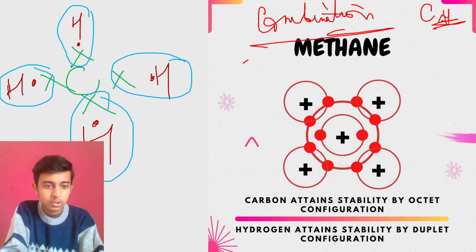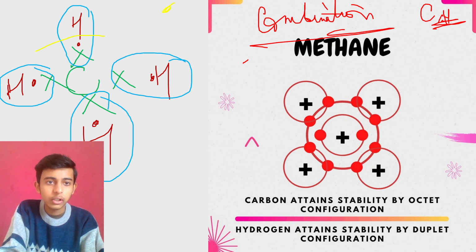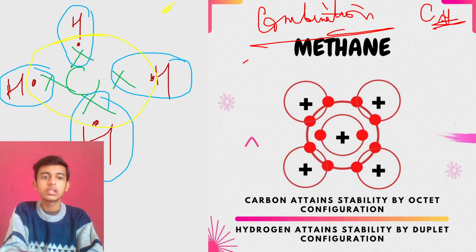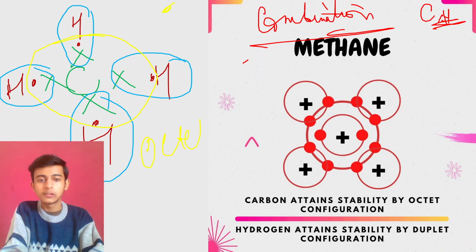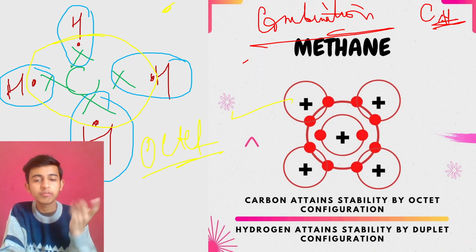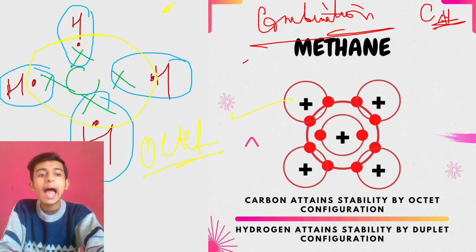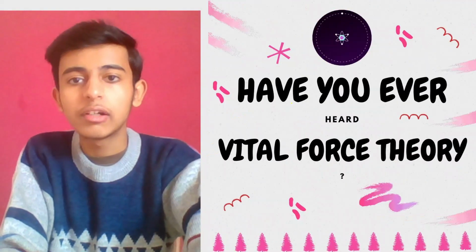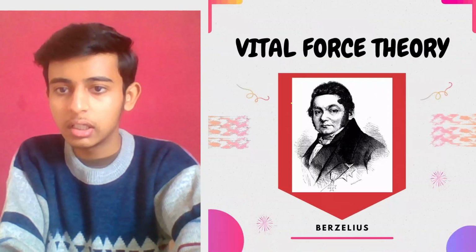And now talking about carbon, as you can see over here, is this color visible? Yes. So 1, 2, 3, 4, 5, 6, 7, 8. So octet completed. 4 are its own electrons and 4 electrons from the 4 hydrogen atoms. Okay.